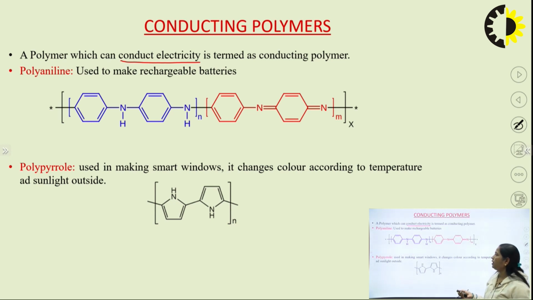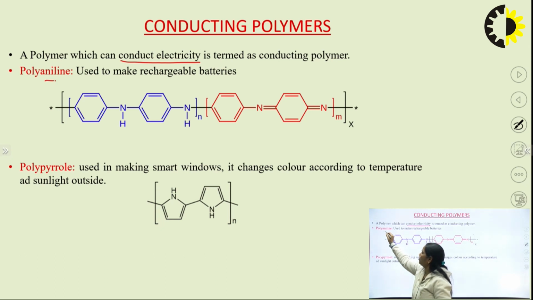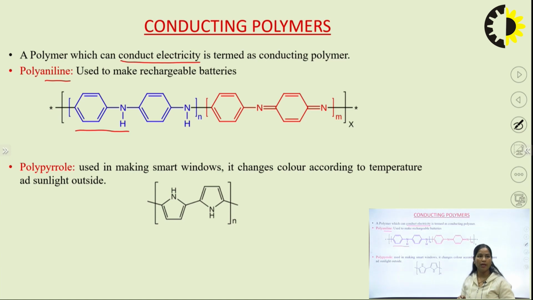Here in this slide, two examples are given. One is polyaniline. Polyaniline is the polymer of the aniline molecule. The monomer of polyaniline is aniline, and when it gets polymerized, it forms polyaniline, which is nowadays useful in making rechargeable batteries, because there are enough pi electrons available, which when delocalized over the whole polymeric chain, form a very good conducting polymer.